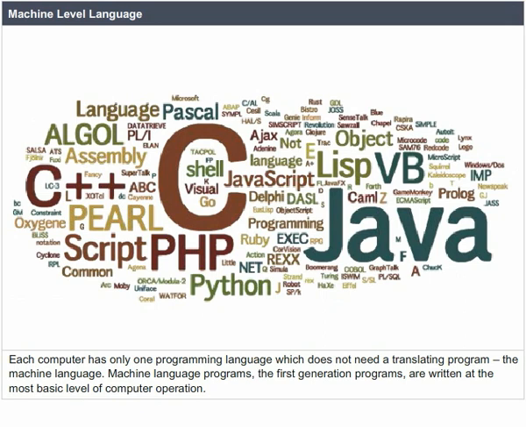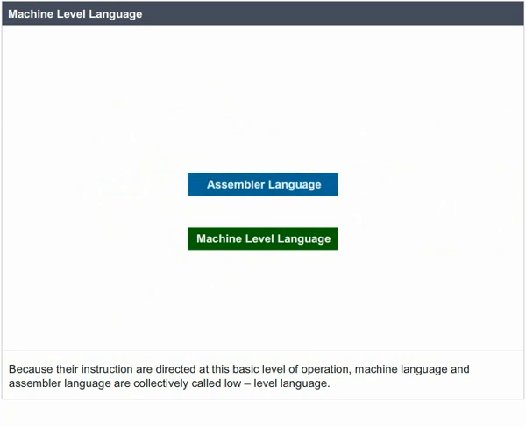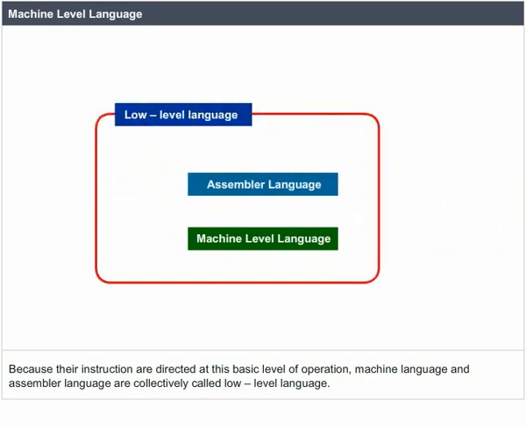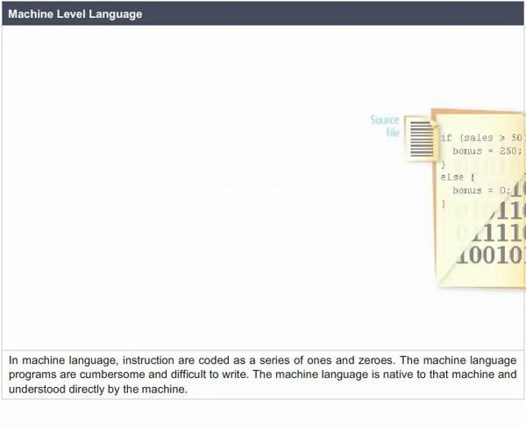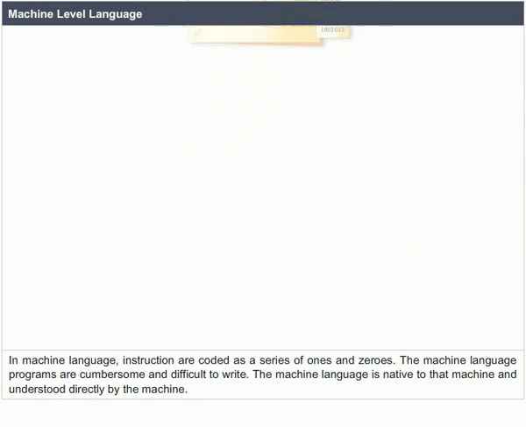Machine language programs, the first-generation programs, are written at the most basic level of computer operation. Because their instructions are directed at this basic level of operation, machine language and assembler language are collectively called low-level language. In machine language, instructions are coded as a series of ones and zeros. The machine language programs are cumbersome and difficult to write. The machine language is native to that machine and understood directly by the machine.